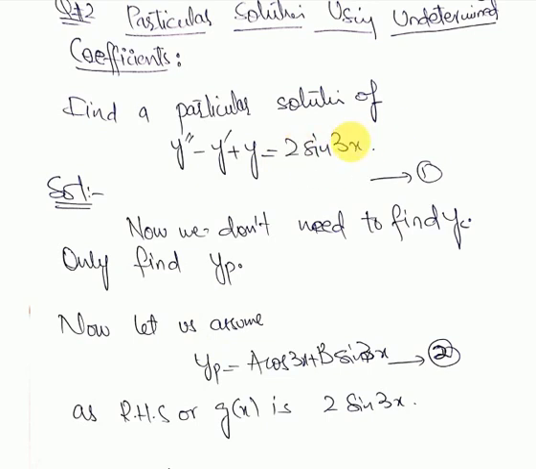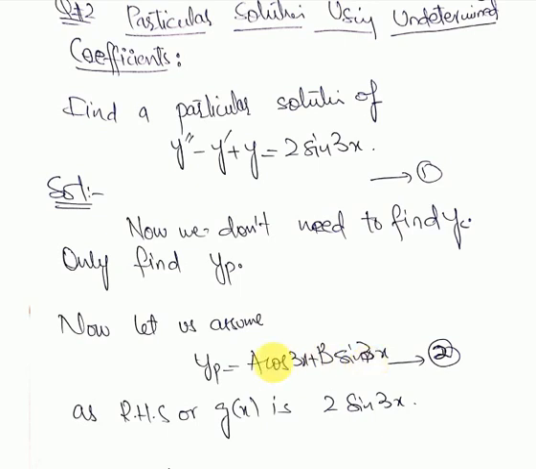That's why we assumed ax square plus bx plus c. What is the function here? This is 2 sine 3x. So we would have to assume cos 3x or sine 3x in the particular solution. But here we are assuming both functions, a cos 3x plus b sine 3x.